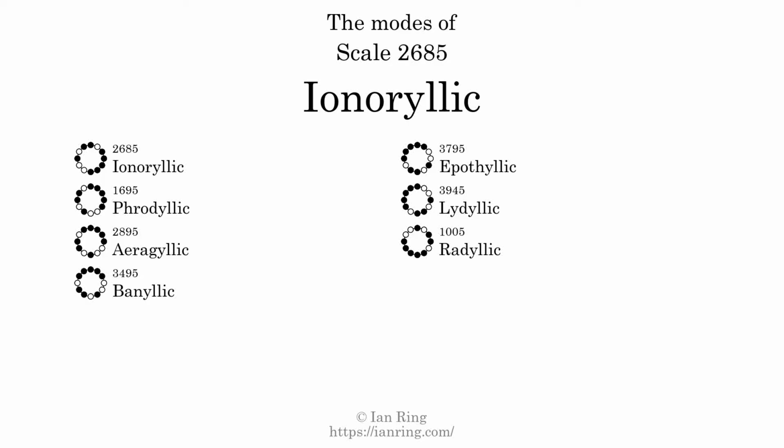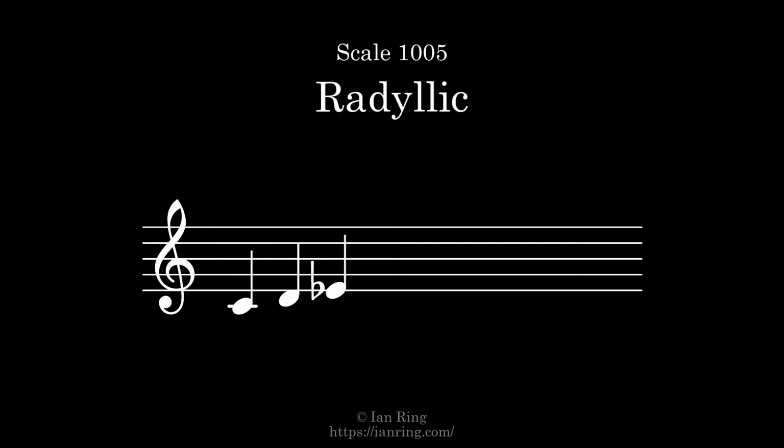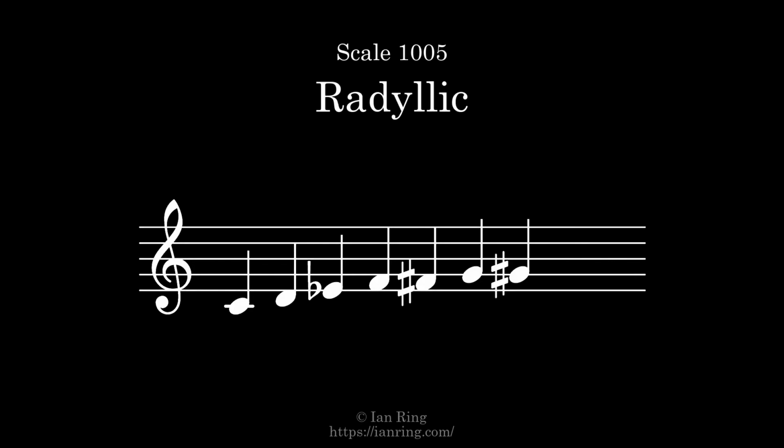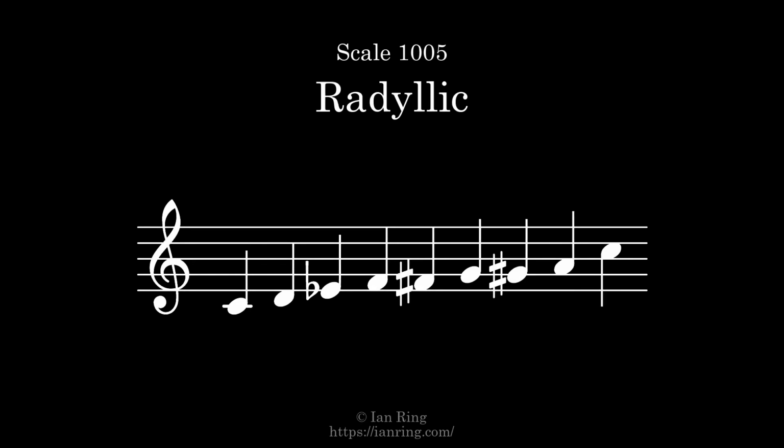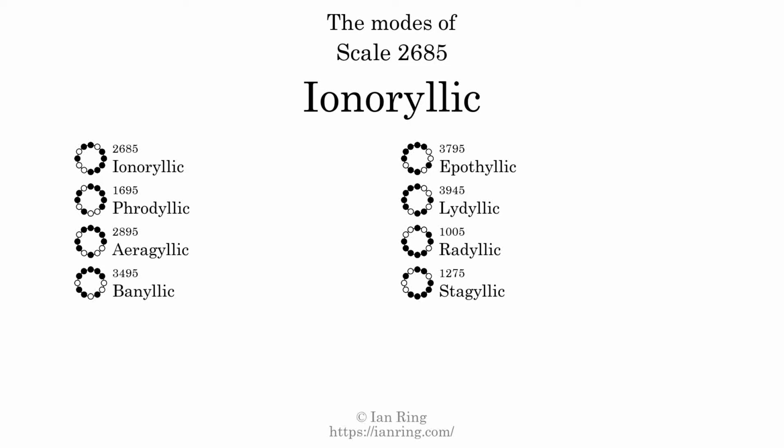The seventh mode is scale 1005, also known as Ionoryllic. It sounds like this. The eighth and last mode is scale 1275, also known as Ionoryllic. It sounds like this.